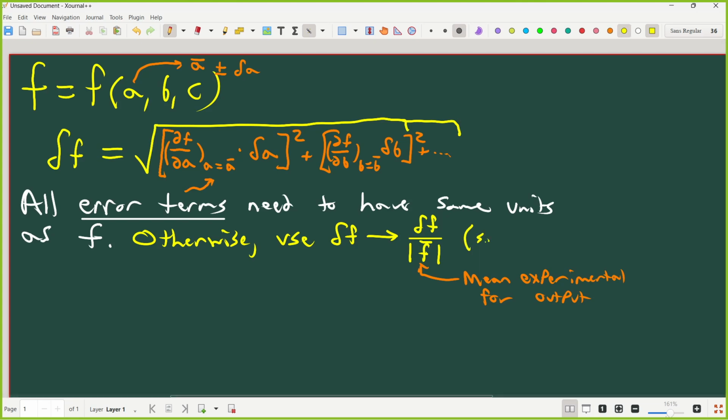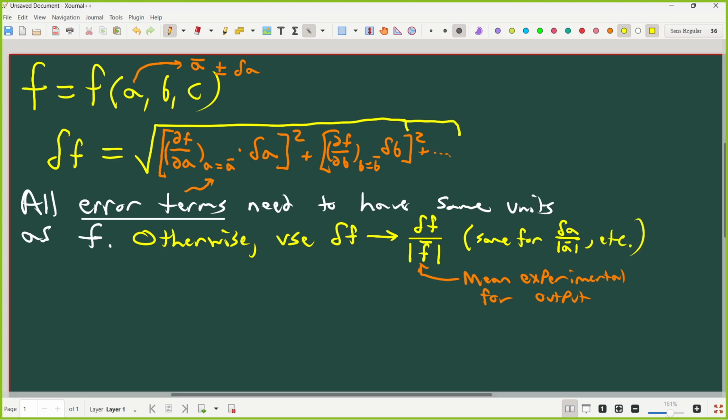So same for dA over A, et cetera, et cetera. You just want to make sure everything you're comparing is apples to apples. That's the most important part. It doesn't really matter how you display those things as long as everything's consistent.